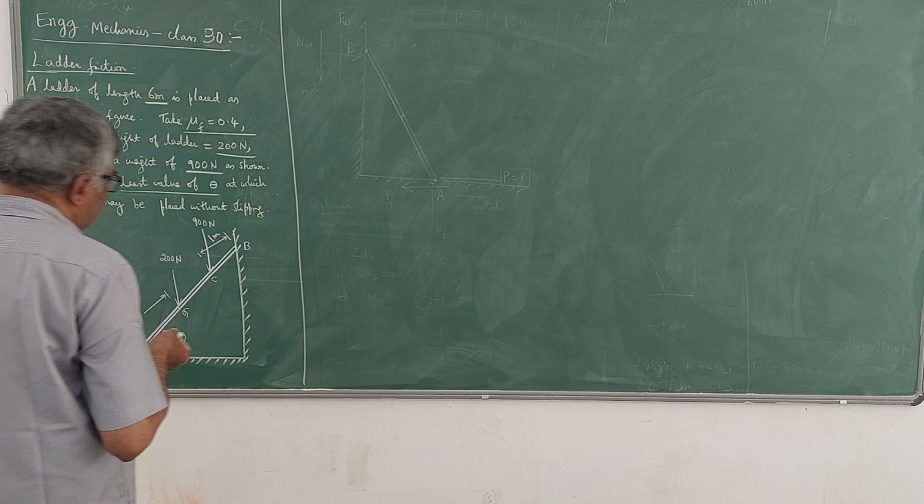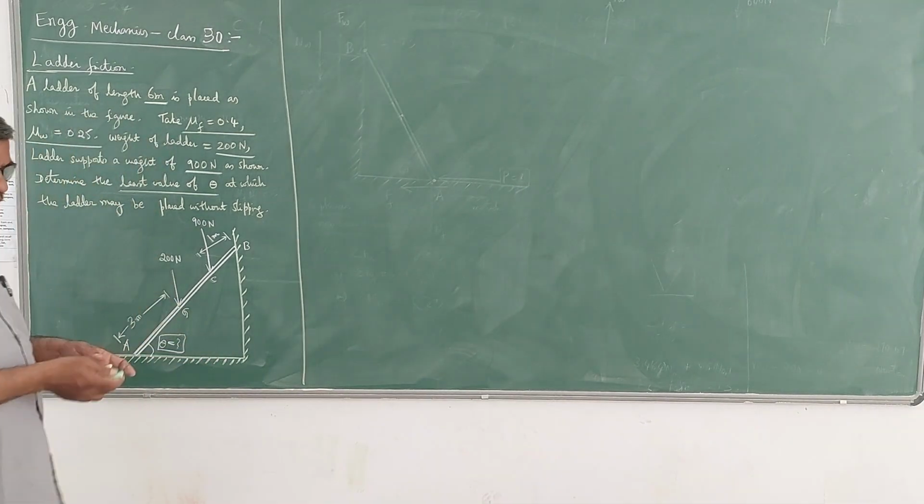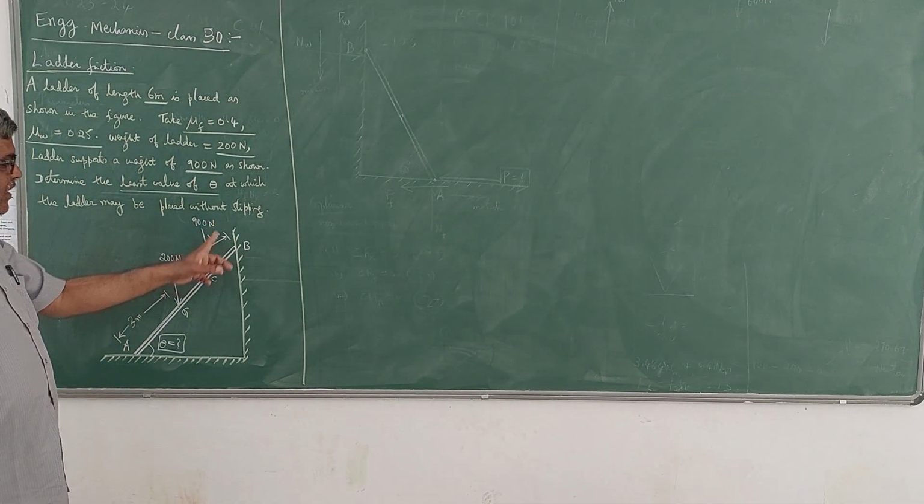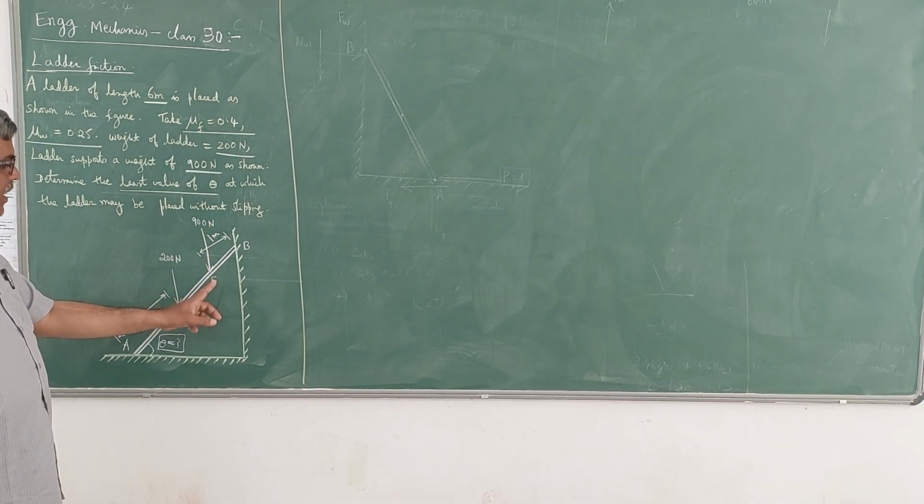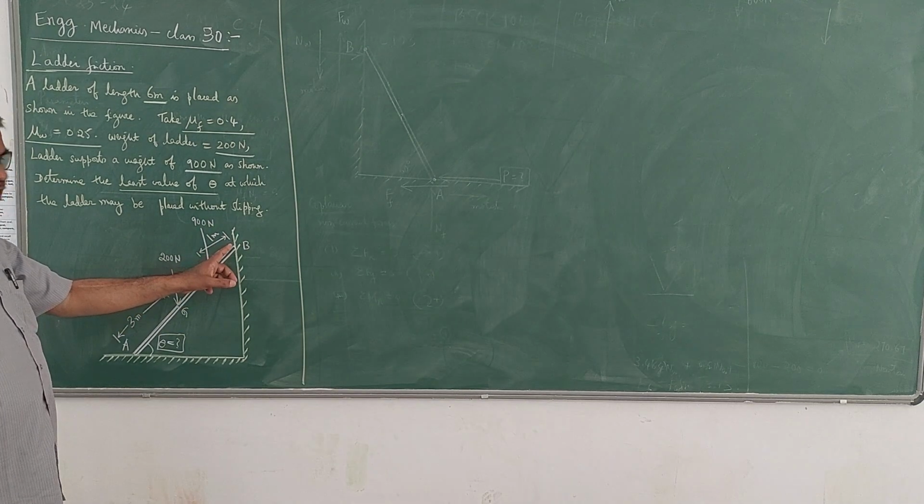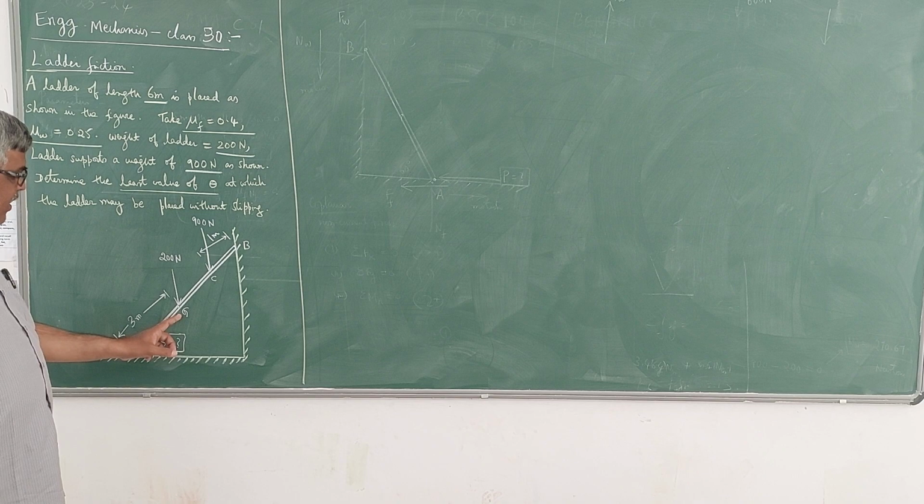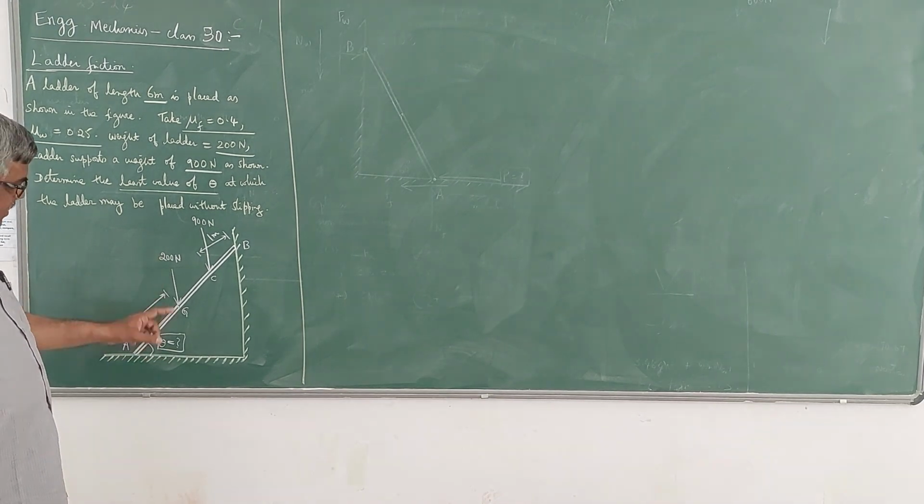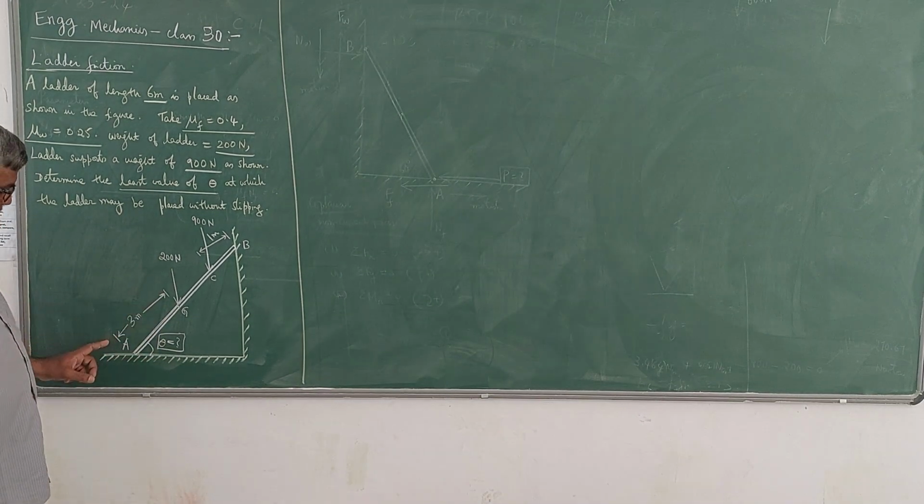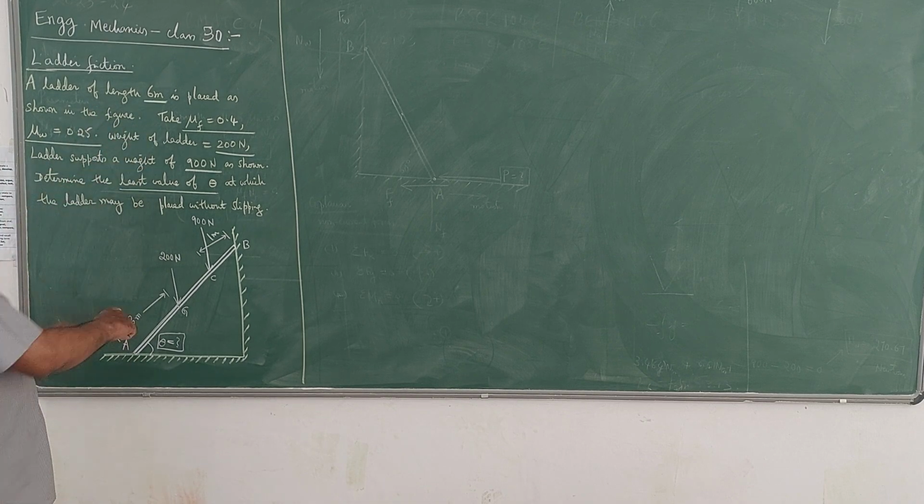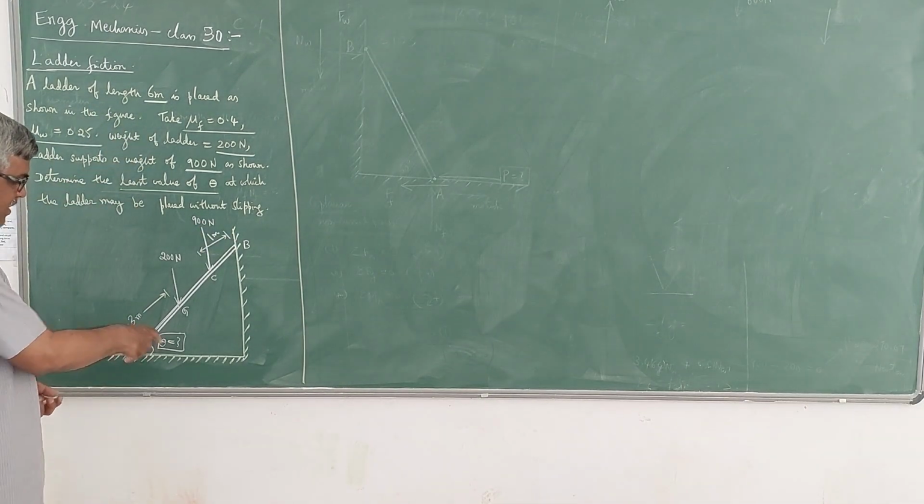Now here there are no other forces. Only this load of 900 Newton is acting, at a distance of 1 meter from the top end of the ladder. And the weight of the ladder acts at the center of gravity of the ladder, which is at a distance of 3 meters from here, because the total length is 6 meters. So the theta is unknown here.